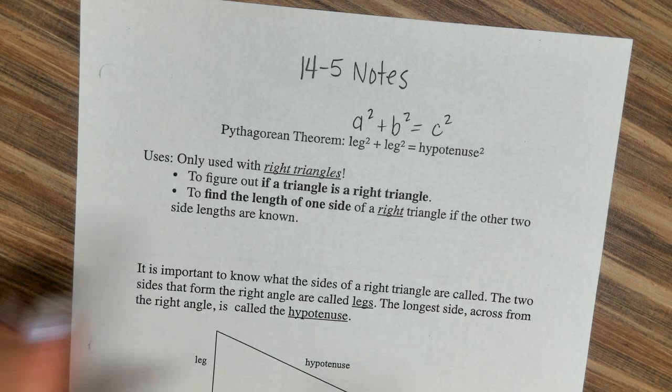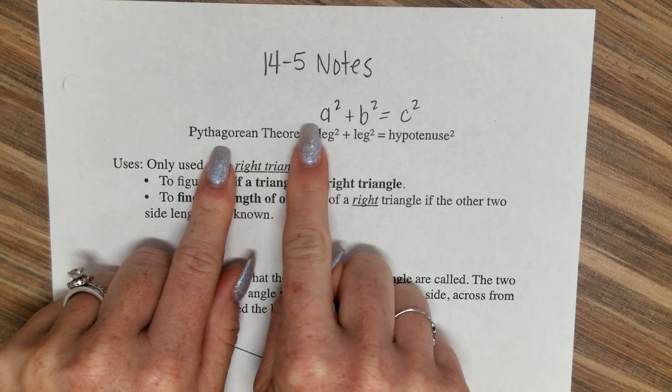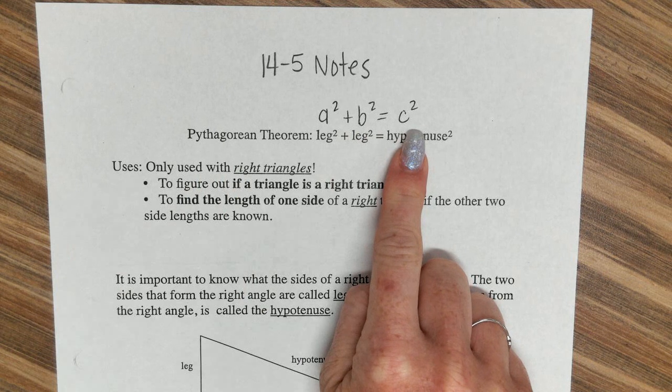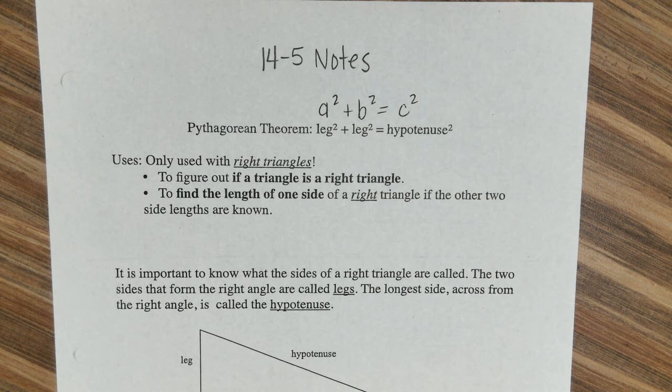So let's go ahead and look at it. The formula for the Pythagorean theorem is a squared plus b squared equals c squared, and this is found on your star chart. Very good. All right, here we go.